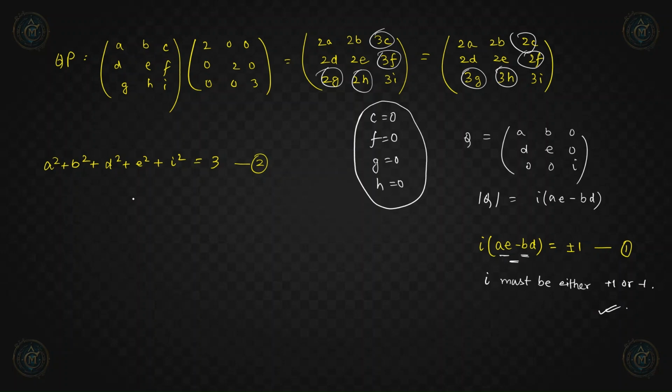Now let's find out from this equation that I square is 1, right? If I is plus minus 1, that means I square is 1. That means we have a square plus b square plus d square plus e square equal to 3 minus 1, so it will be 2. So this is equal to 2. Now see, these are positive numbers, positive or can be equal to 0, but here the right hand side is equal to 2.